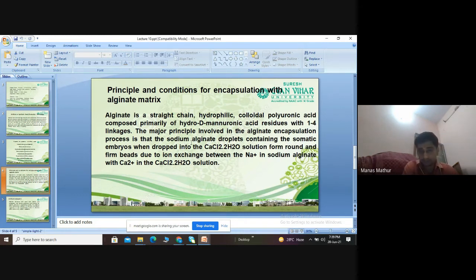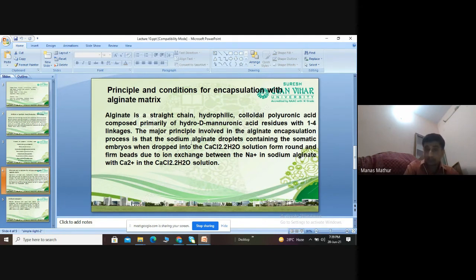So the major principle involved in alginate encapsulation is this: suppose we have a liquid media. In that liquid media, we will transfer the somatic embryos. To the somatic embryos, we will add sodium alginate drop by drop, followed by addition of calcium chloride. What will happen after some time? When we add both sodium alginate and calcium chloride, they will form a round beaded-like structure around the somatic embryos. So these somatic embryos are encapsulated by sodium alginate and calcium chloride.